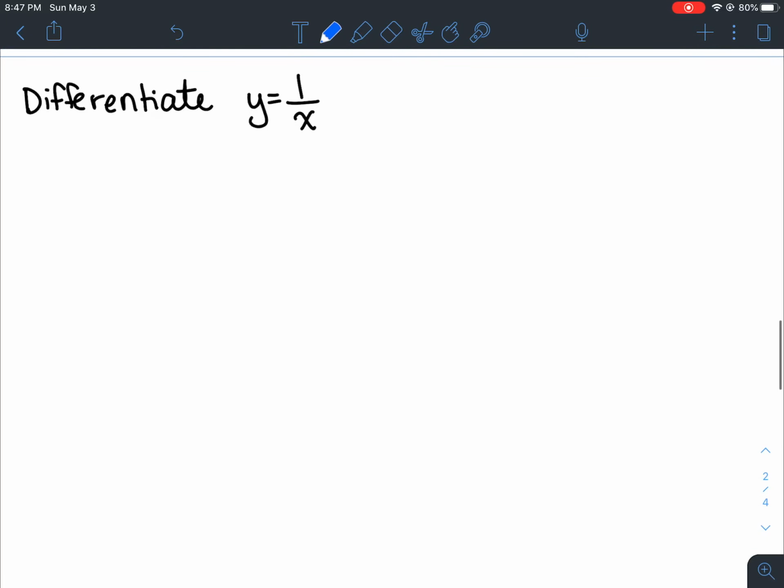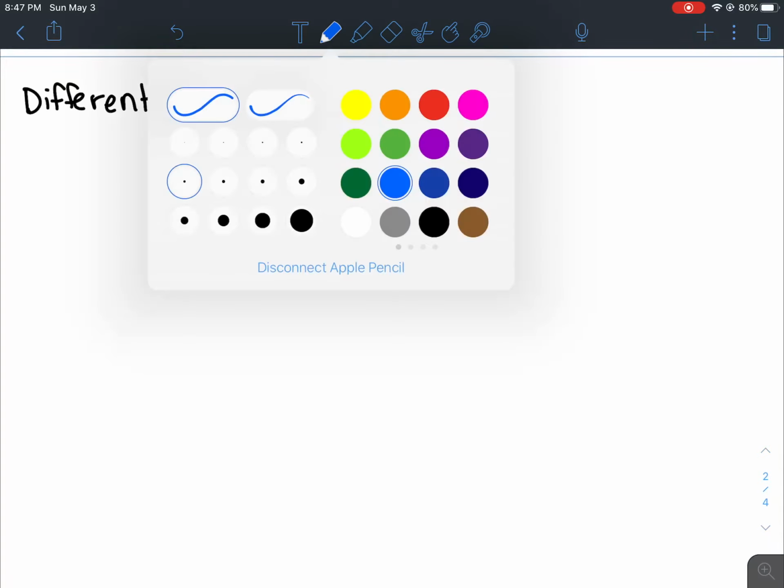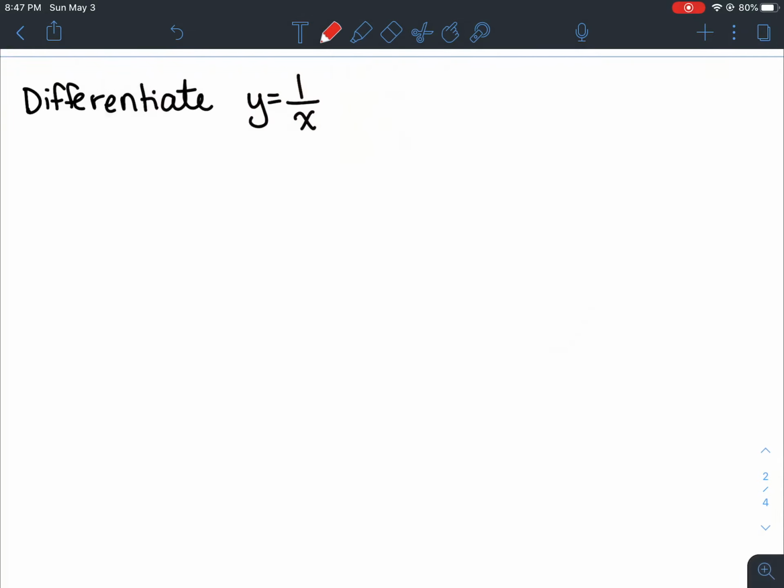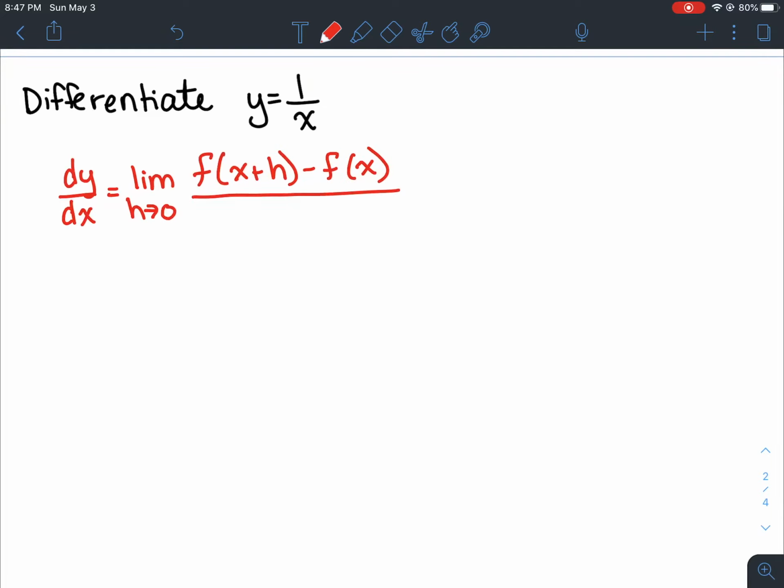Next question. Okay, let's try to find the derivative of y equals 1 over x. So I know this is a rational function, but I think it would be good to try it using our first principles. Okay, so we're going to find the derivative of 1 over x. Okay, so we're differentiating, so we're going to do dy by dx, the change in y with respect to x, of the limit as h goes to 0, of f of x plus h minus f of x, and then the whole thing is divided by h.